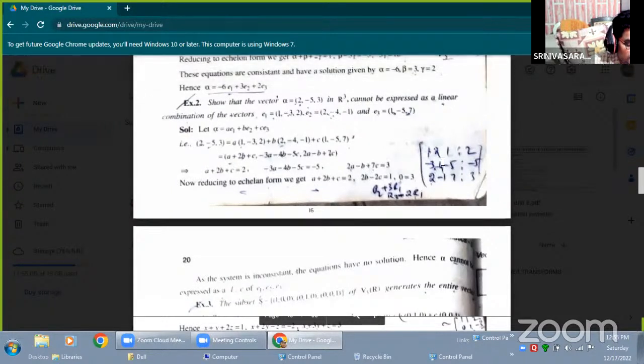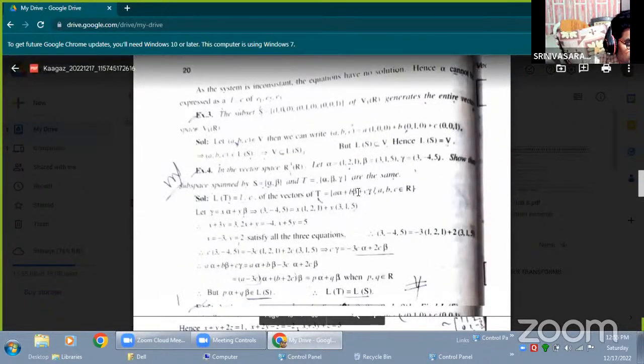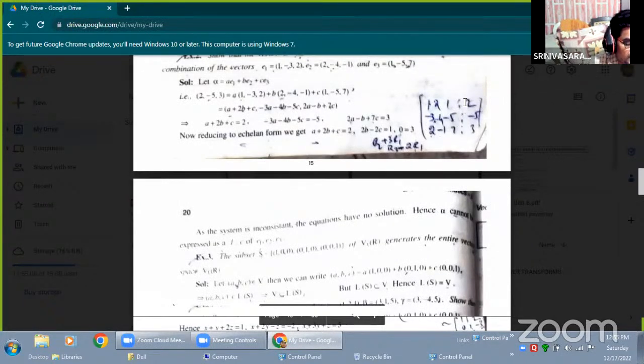Now in this matrix, R2 plus 3R1 gives the element 0, and R3 minus 2R1 also gives 0. Now observe the remaining equations. After simplification, in the third equation the variable part is 0. So the system is inconsistent.